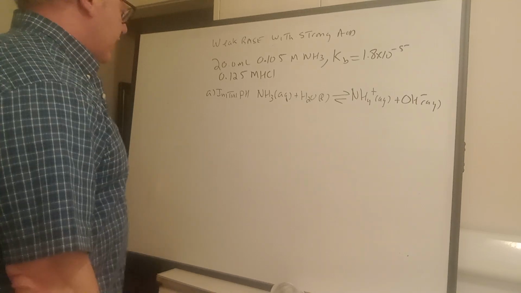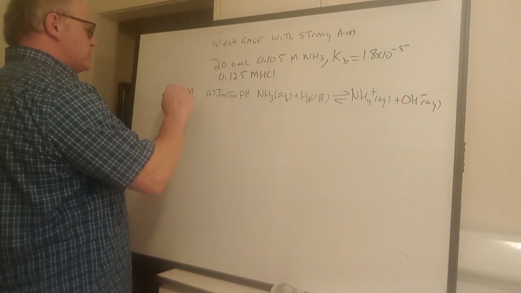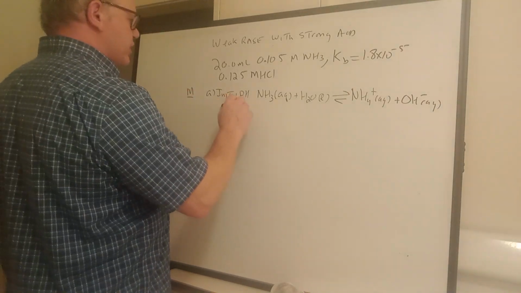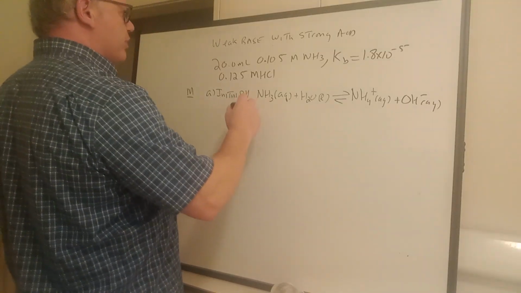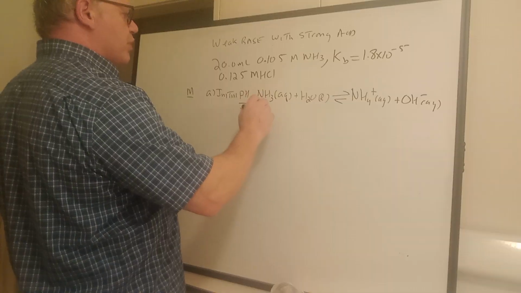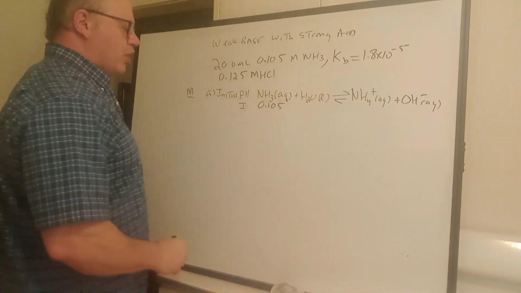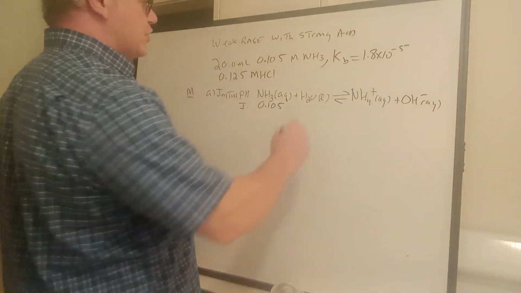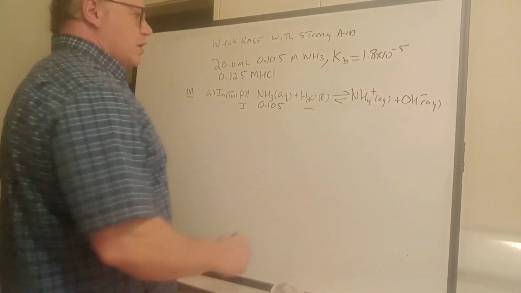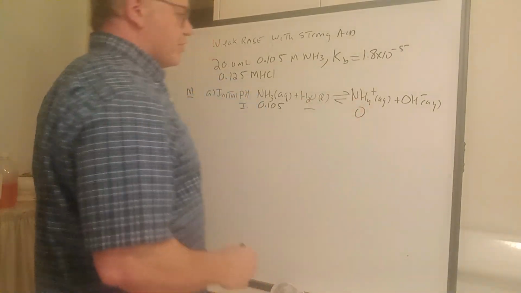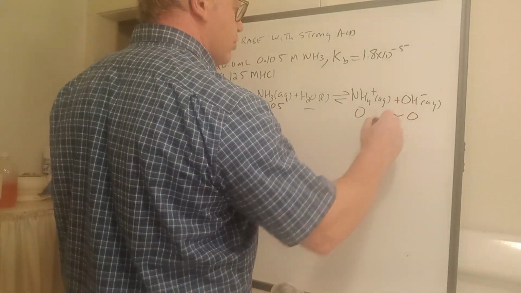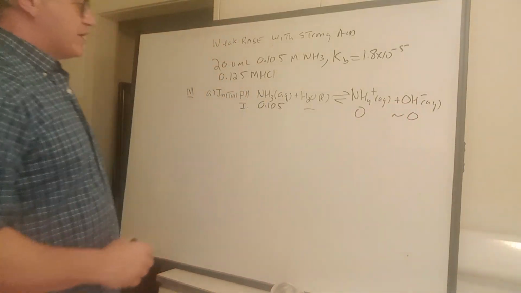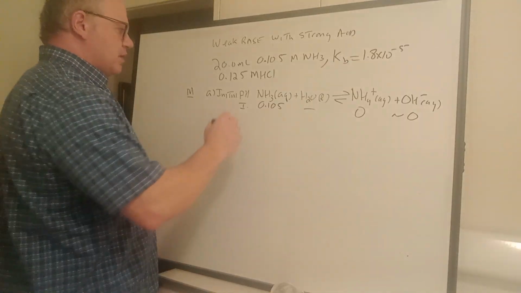So let's make an ICE table here. Everything's going to be in molarities. I just write it right under the chemicals themselves in the equation. You can do it any way you like. We have 0.105 molar for the ammonia. We ignore the water. Initially 0 for the ammonium, and we treat the hydroxide as approximately 0. We ignore the autoionization of water.